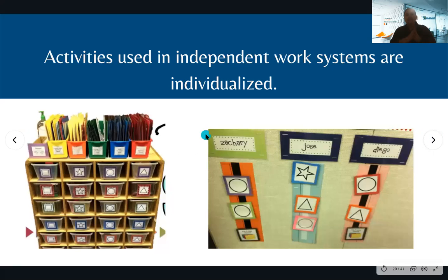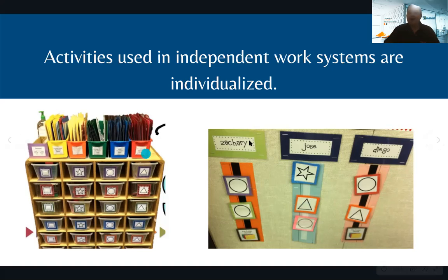So this is what it would look like. For example, here you have 3 students. You have Zachary, you have Jose, and you have Diego. And if you see it, each of their systems looks complete. Their schedules for their work systems are different. Within these baskets, you can have multiple activities of different levels, and I'll show you what those can look like as well.